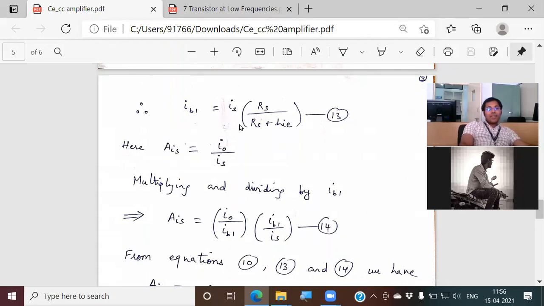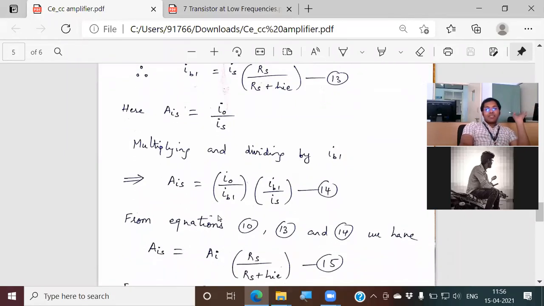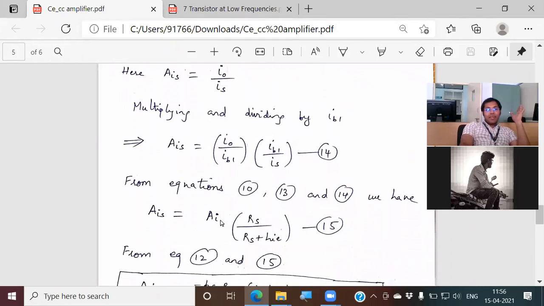So what is IB1 by IS? Can anybody tell me from this? IB1 by IS is... cross multiply IS here. So what is that? RS by RS plus HI. Yes, very good. So this is RS by RS plus HI. This is AI; the same AI expression I can put, and I can get the final AIS. So this is the AI expression from the earlier equation.